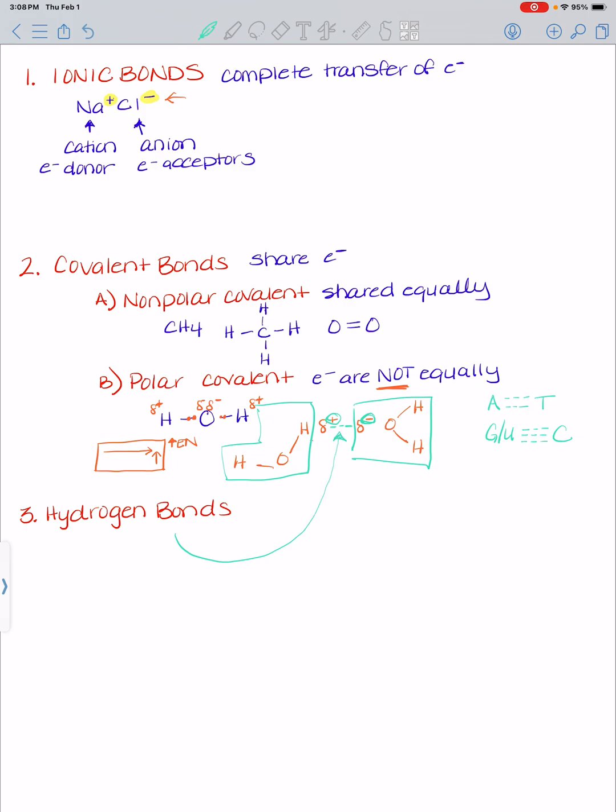So we can't have hydrogen bonds unless we have polar covalent molecules, because remember, polar covalent ones are going to have the partial positive and partial negatives. If we have a whole cup full of non-polar covalent molecules, they're not going to have partial positives or partial negatives because they're shared equally, which means they're not going to be able to form hydrogen bonds. So we can only form hydrogen bonds if we have polar covalent bonds. And that's all you really need to know as far as the three types of chemical bonds.